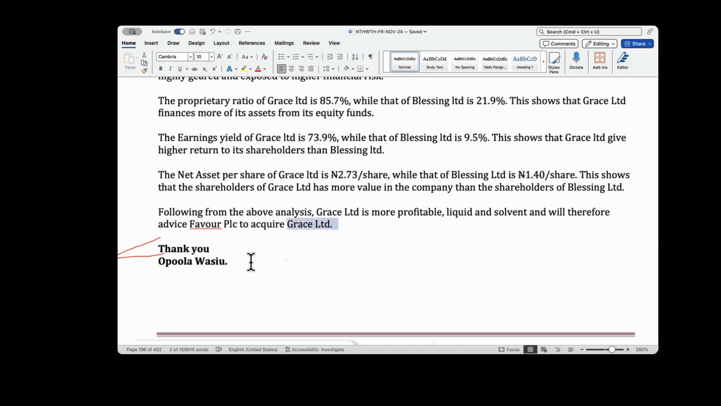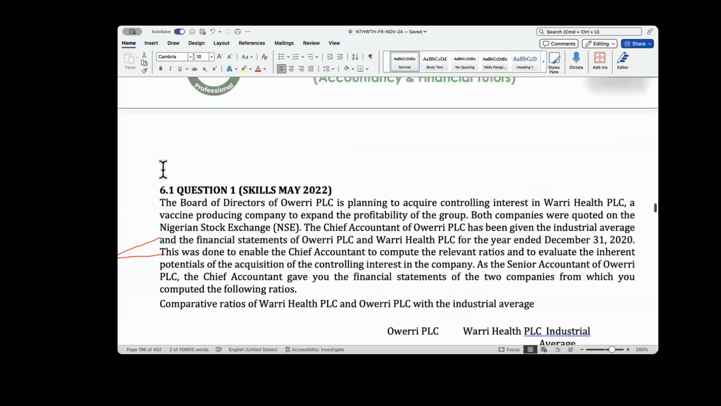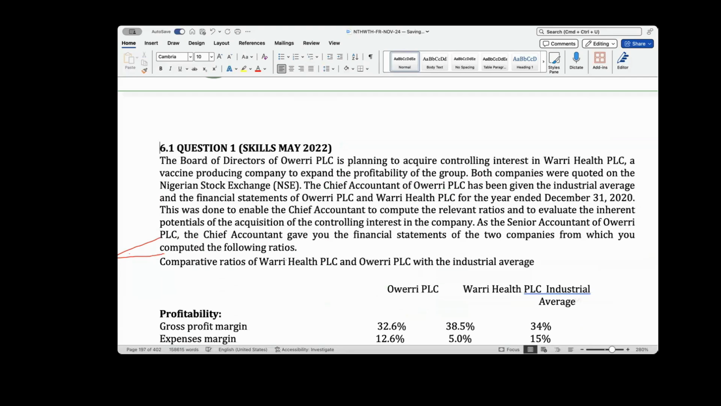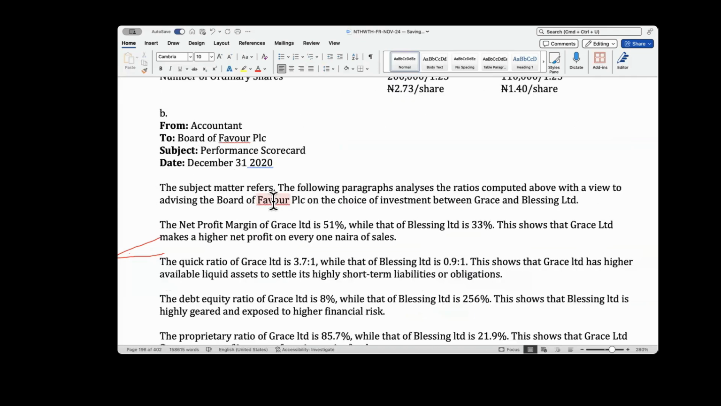Thank you. Okay, so there are other questions here in the notes, which are previous diets, that you can also practice. After you have practiced these ones that we have discussed here, then you would be fine.